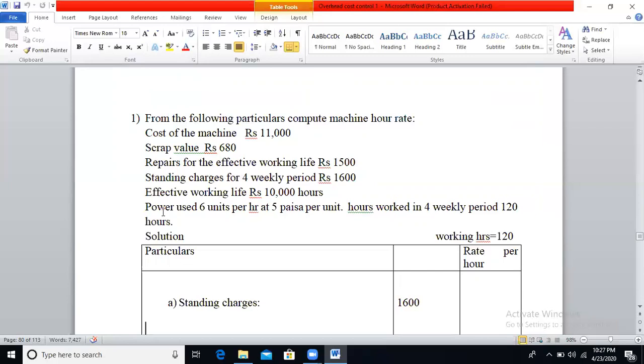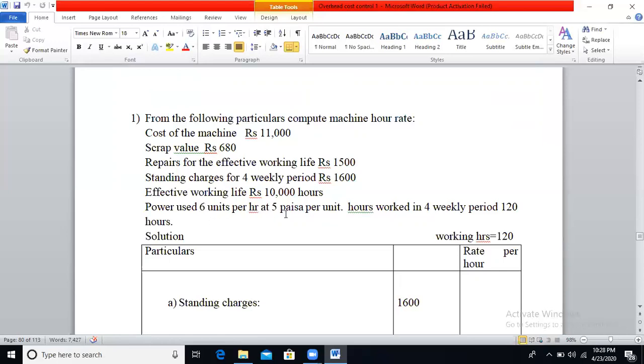Power used. If you use the machine more, the power consumption also will be more. It means power will vary with the use of machine. It is a variable expense. 6 units per hour we are using.